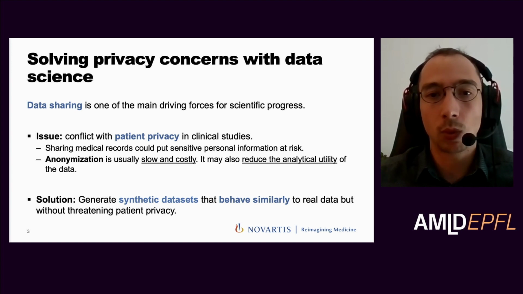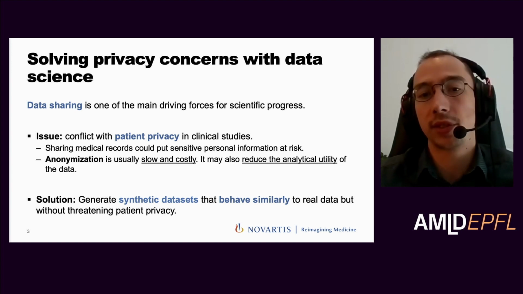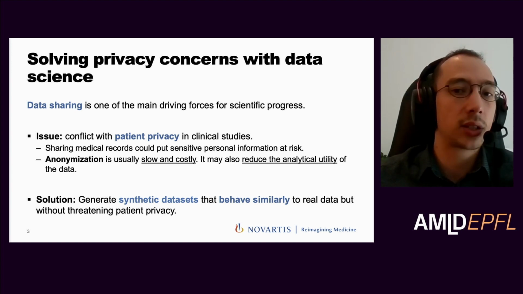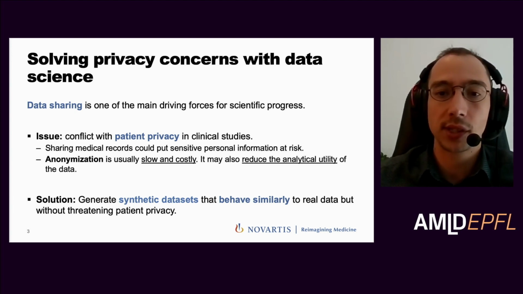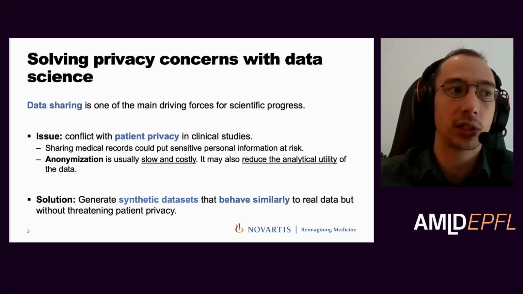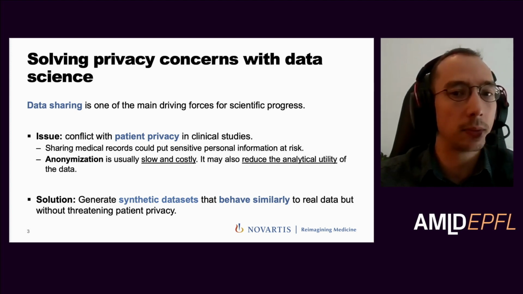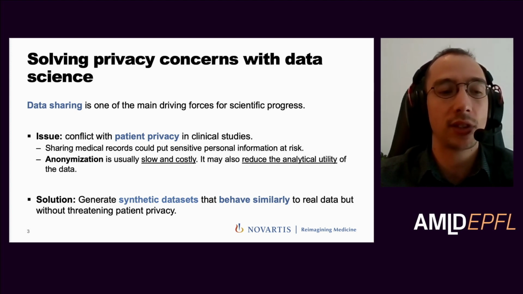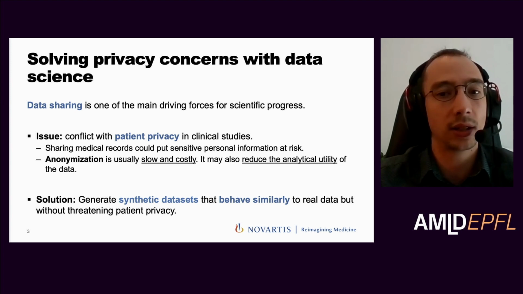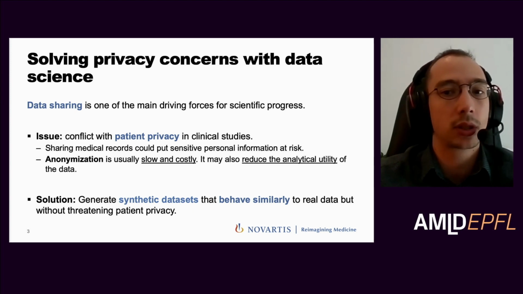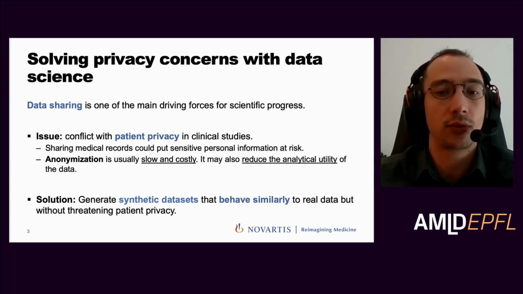So why do we want privacy? Well, because data sharing is really one of the main driving forces of scientific progress, and in particular in medical data and medical research. And one big issue is that patient privacy is non-negotiable, and sharing medical data can put sensitive information at risk for patients.